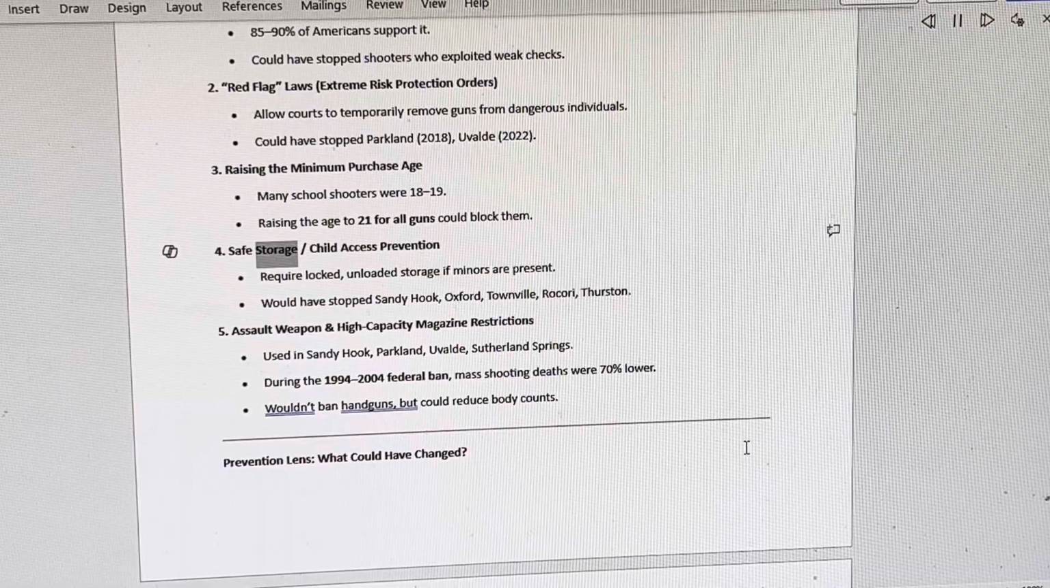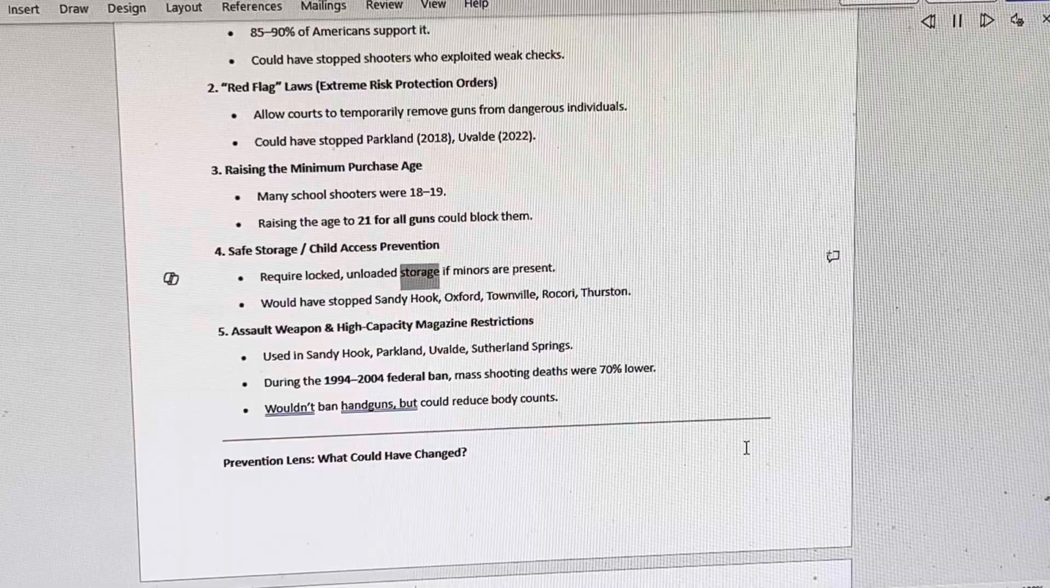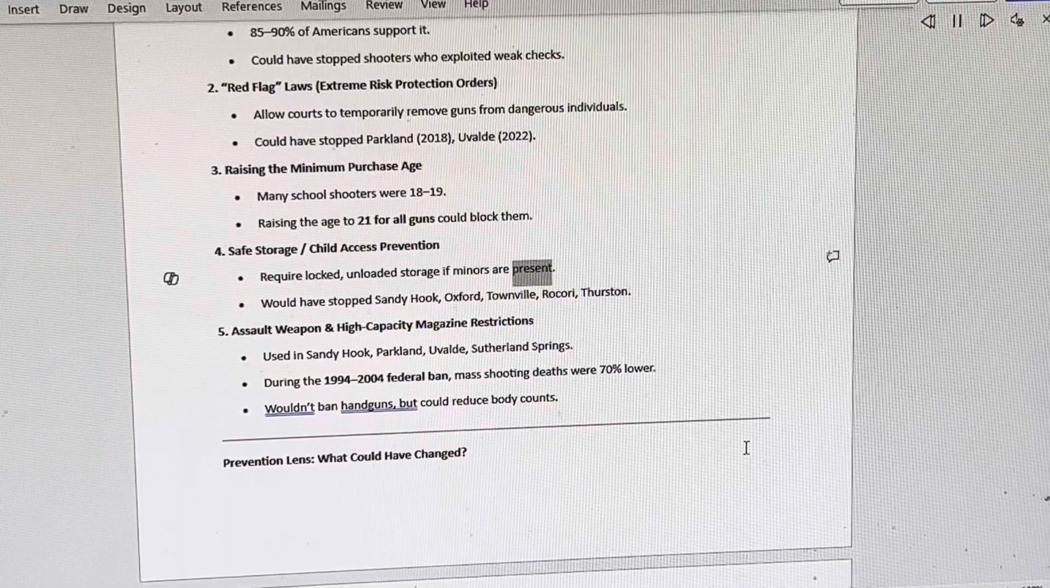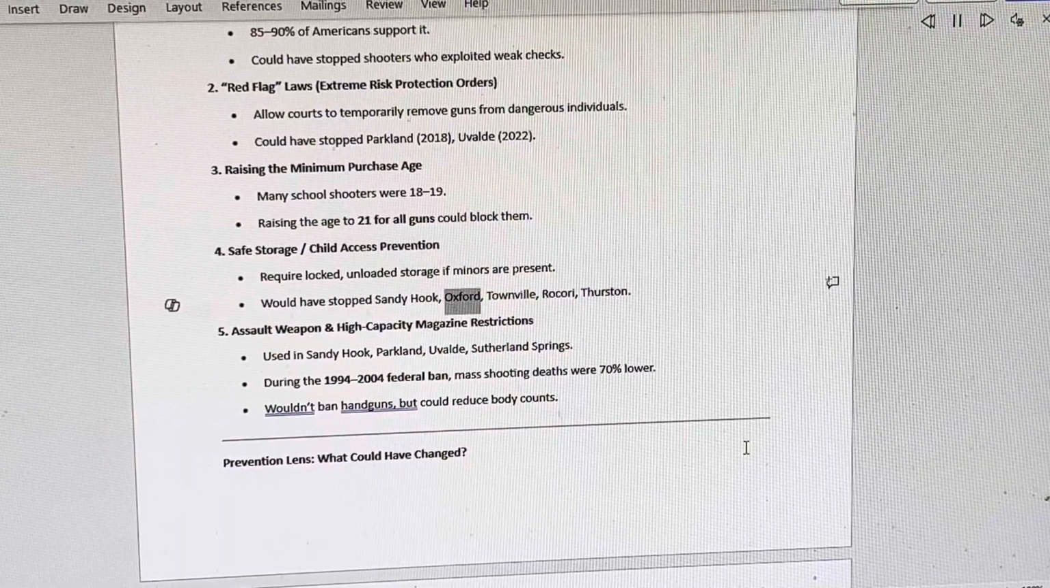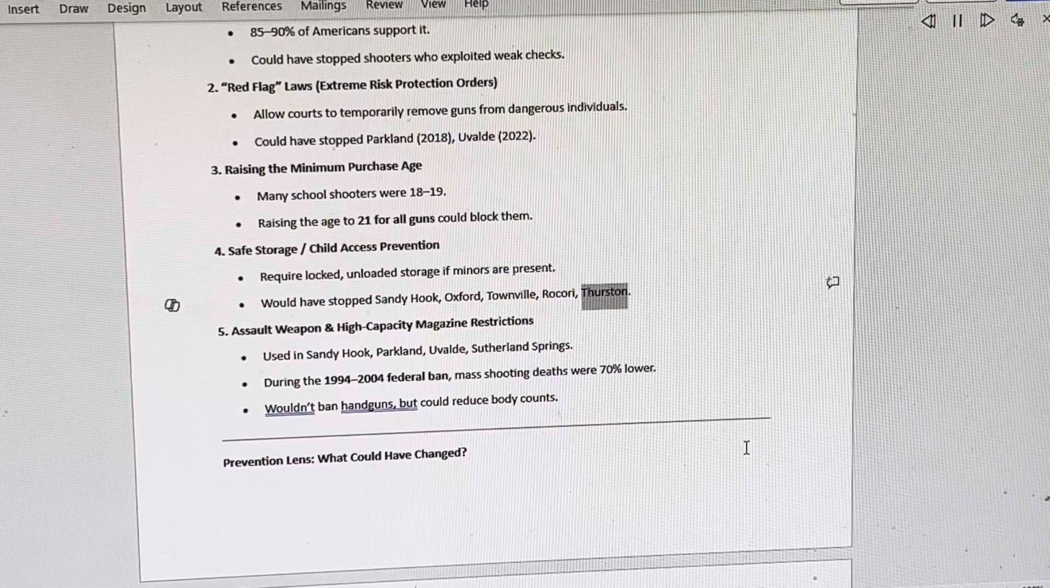4. Safe storage, child access prevention. Require locked, unloaded storage if minors are present. Would have stopped Sandy Hook, Oxford, Townville, Rocori, Thurston.